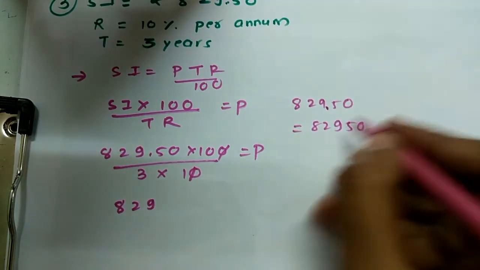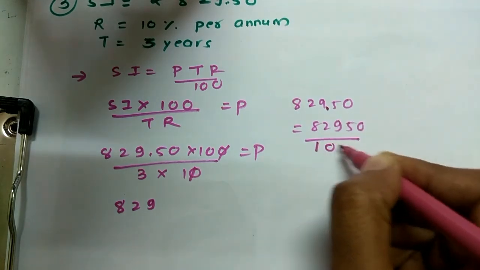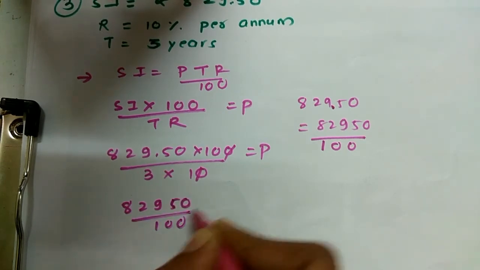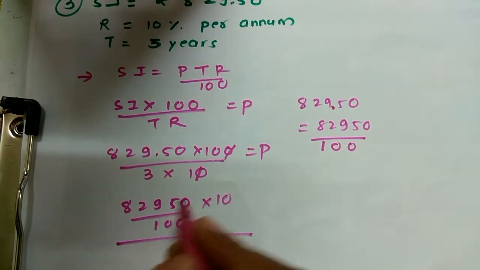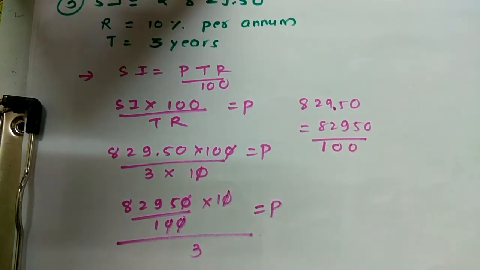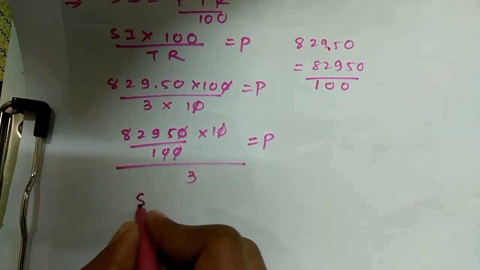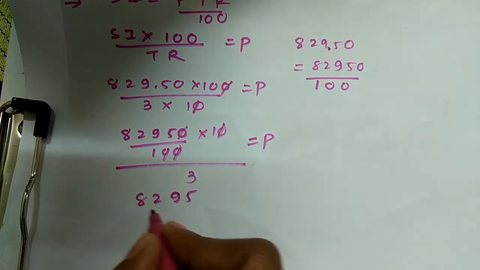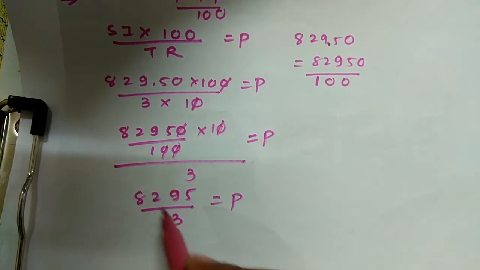You are converting to the fractions. So how many decimal places are there? 2 decimal places. So put 2 zeros over 1, upon 100 into 10 whole divided by 3. So here only you can cut 2 zeros, 2 zeros. This gives the calculation very easily. So the next, what you got here: 8295 into 1 is same, divided by 1 is same. This divided by 3.